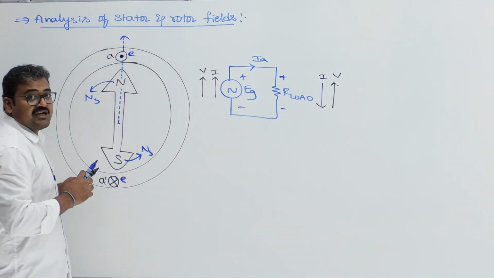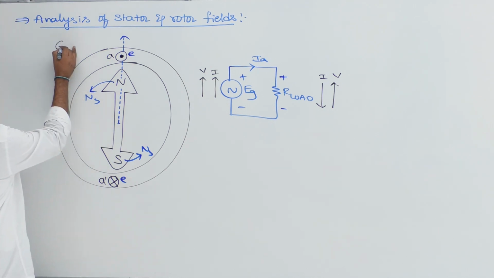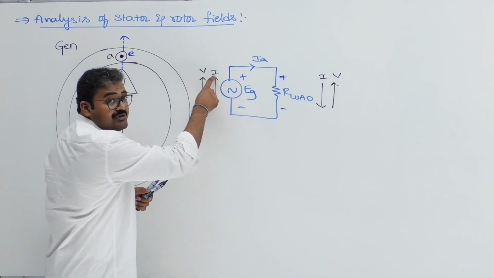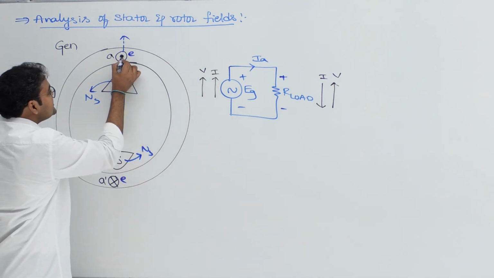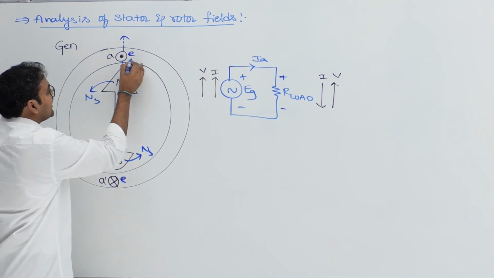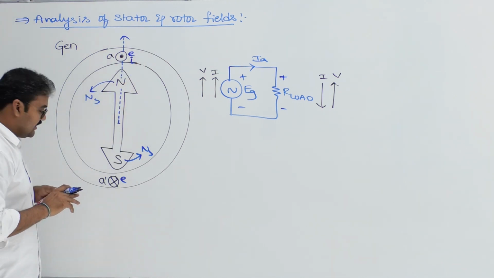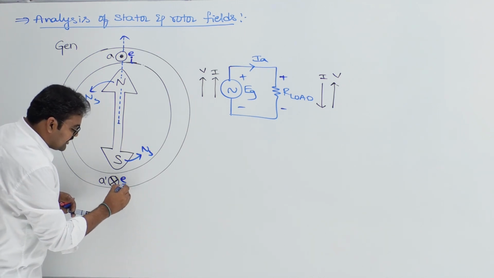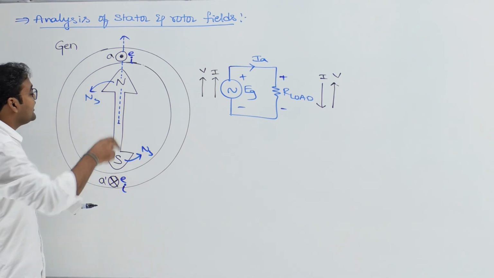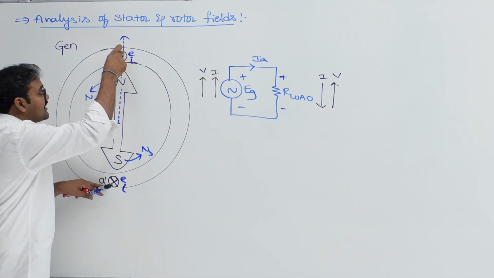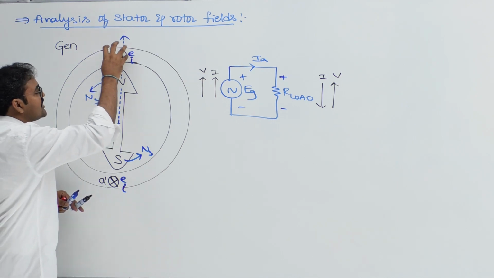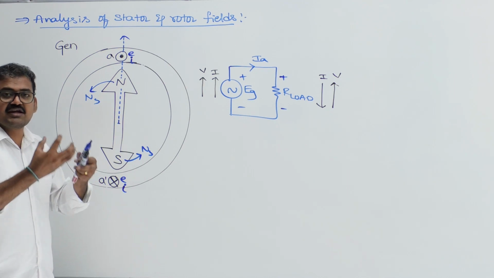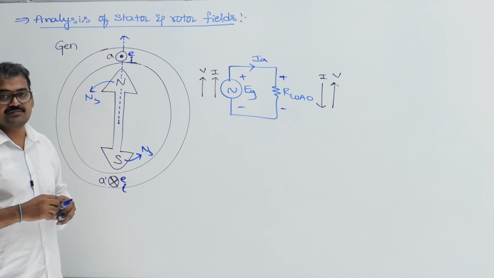Right now, I am talking about which machine? Generator. As it is a generating circuit, voltage and current will be in same direction. Therefore, if voltage is a dot polarity here, what about the current also? Dot polarity. If voltage is a cross polarity here, what about current also? Cross polarity. Therefore, tell me now, these armature conductors are right now normal conductors or current carrying conductors? Current carrying conductors. Stator conductors are carrying current because a load is connected.